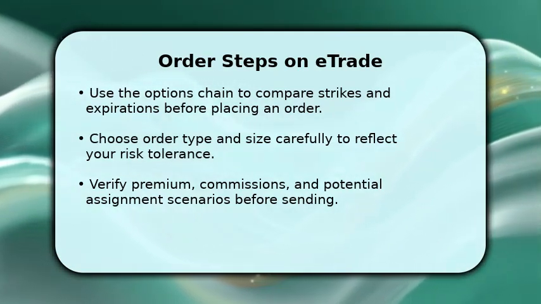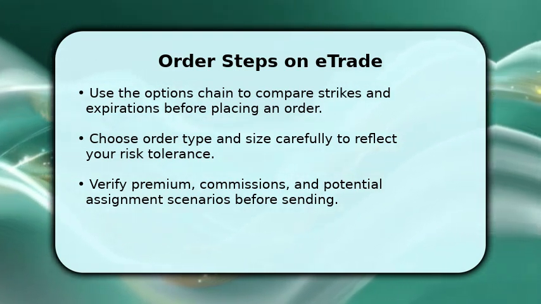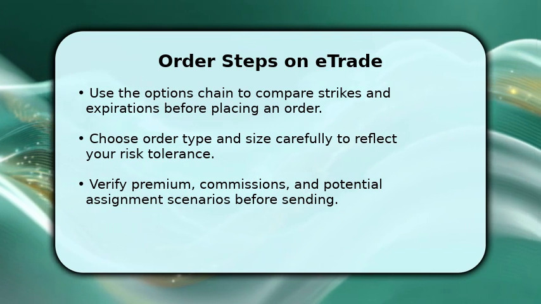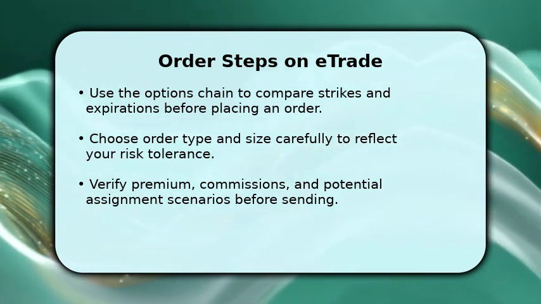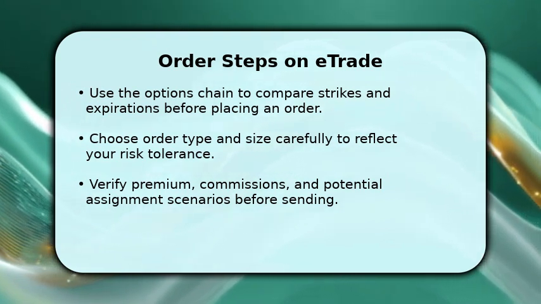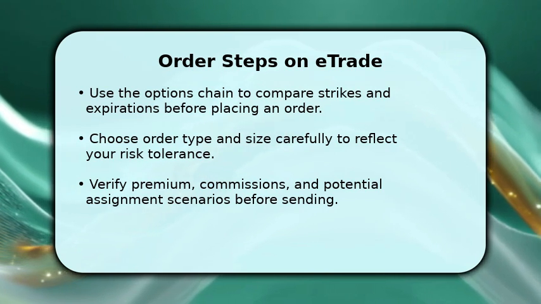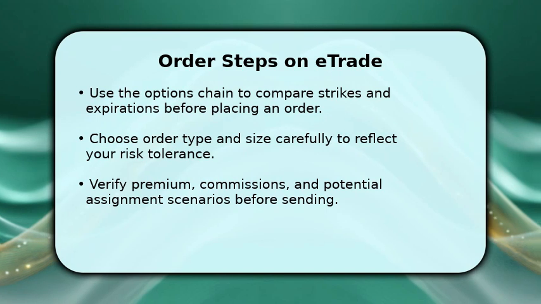Start by locating the options chain for your symbol, then filter expirations and strike intervals that match your plan. Click the bid for a sell order, set the number of contracts and order type, and decide limit versus market pricing. Check estimated proceeds and margin impact, then preview and submit. After execution, track Greeks and set alerts for adjustments.